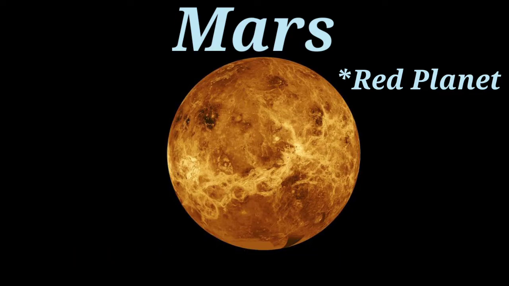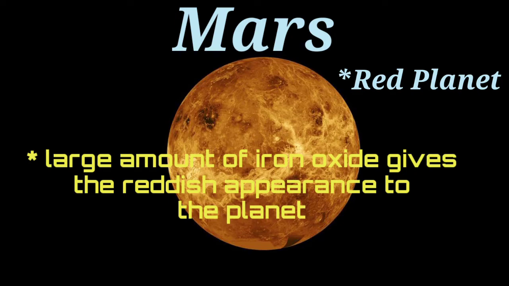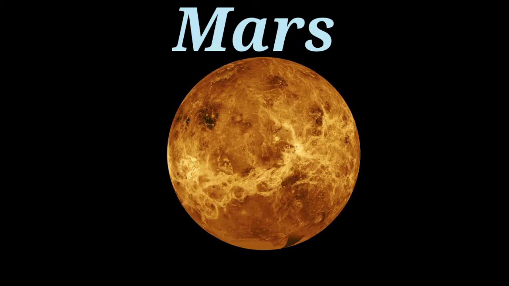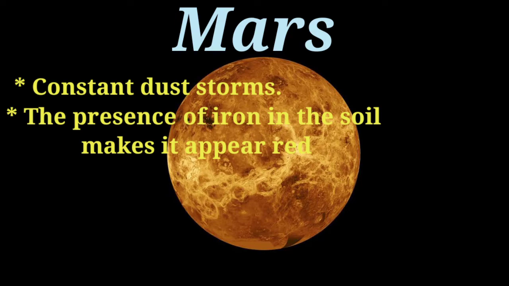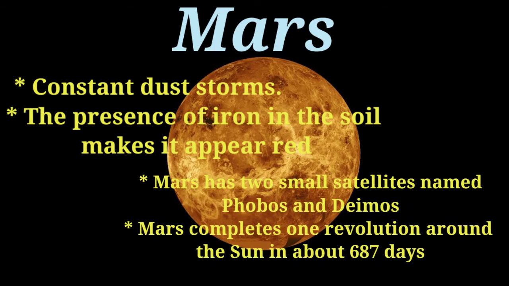The soil of Mars contains a large amount of iron oxide, which gives the reddish appearance to the planet. Special features about the planet. Constant dust storms. The presence of iron in the soil makes it appear red. Two small satellites named Phobos and Deimos. Mars completes one revolution around the Sun in about 687 days.